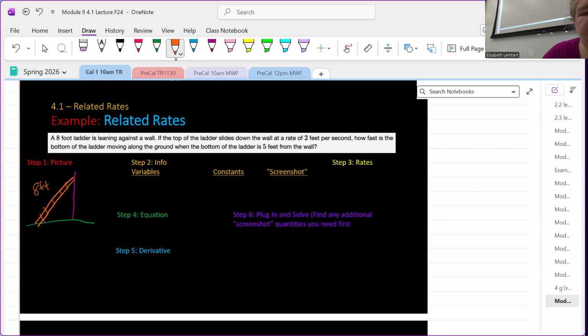So we're talking about the top of the ladder sliding down the wall. The bottom of the ladder is moving along the ground. So if the top starts falling down, that's going to push the bottom out. So we've got some directions here. We've got this is going down, and this is going out.